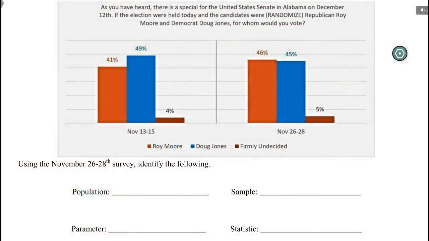The population is who we want to know about. In this case, our population were Alabama voters, specifically those people who are going to vote in the special election this December. The sample, well, we know that they talked to 600 Alabama voters. And if we really wanted to get specific, we could talk about how those 600 voters were actually found: 150 from landline, 150 from cell phone, and 300 from the internet.